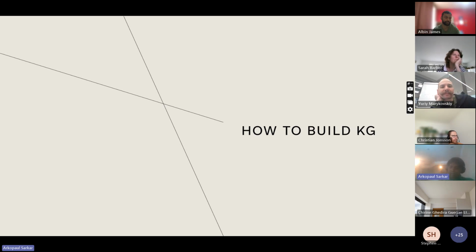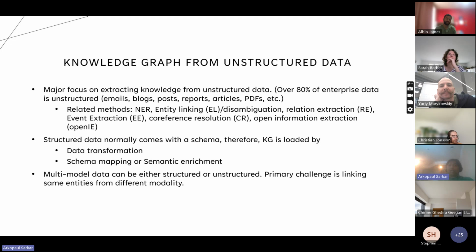Okay, let's see, because I wanted to focus a little bit on that. I believe that one of the focuses of this session is how to generate KG. So here is some overview. Majorly, the interest in generating knowledge graphs is from unstructured data, because 80% of enterprise data is unstructured and there is no good solution for that. And this is the promise that knowledge graphs provide, that you can model unstructured data, right?